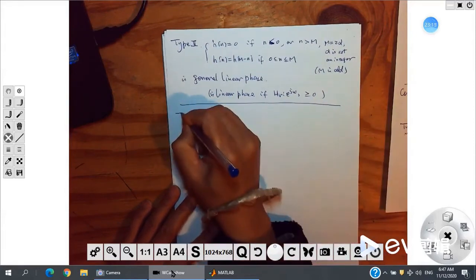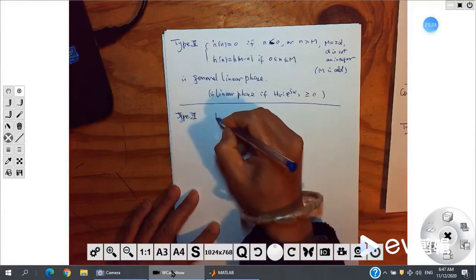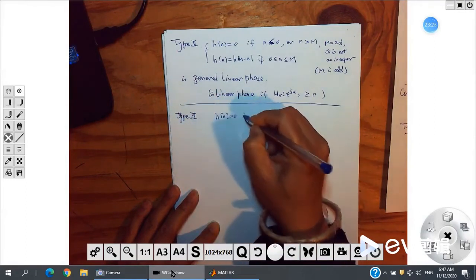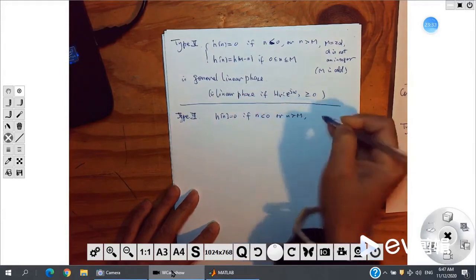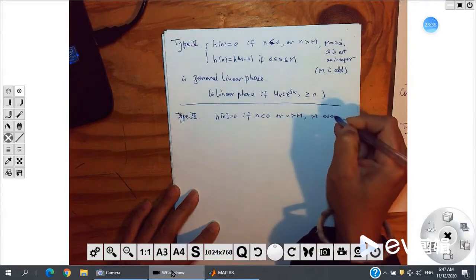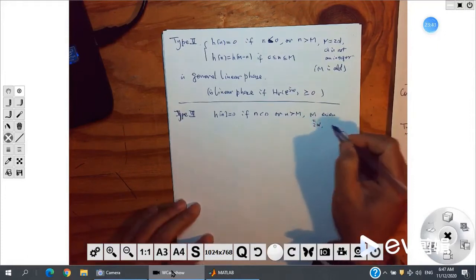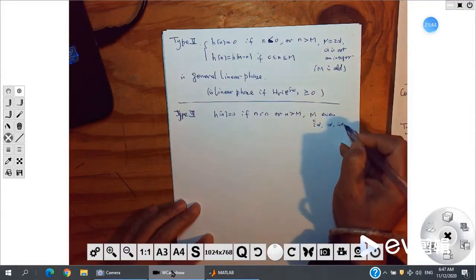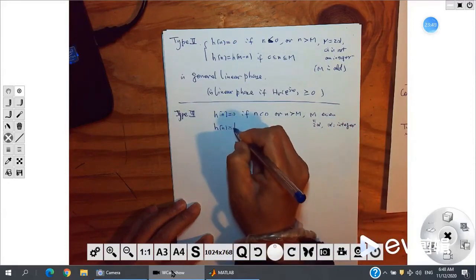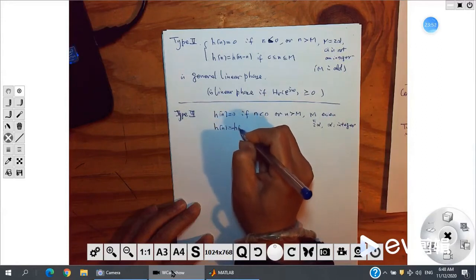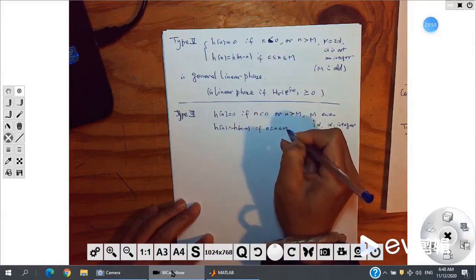And then we have type 3. It is still h of n equal to 0 if n is smaller than 0 or n is larger than some m. M is even, that means alpha is an integer, right? M is 2 alpha, alpha is an integer. And h of n equals negative h of m minus n if n is between 0 and m.